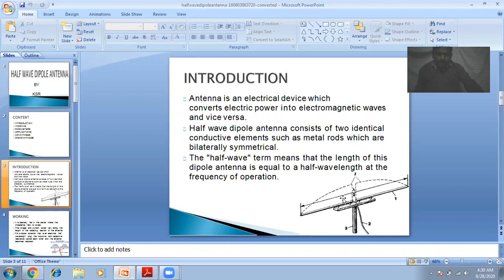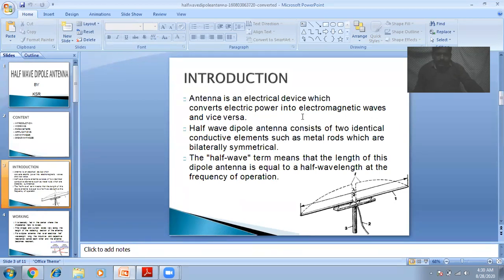It is having a length of lambda by 2. Let us see. This antenna is having a length of lambda by 2 from this end to this end, or from the tip of this antenna to the opposite tip of this antenna. That means from here to here, there is a length equal to lambda by 2. Therefore, this is called half wave antenna, and it is having two poles. This is one pole, and on the other side, this is another pole. Therefore, this is called dipole antenna.